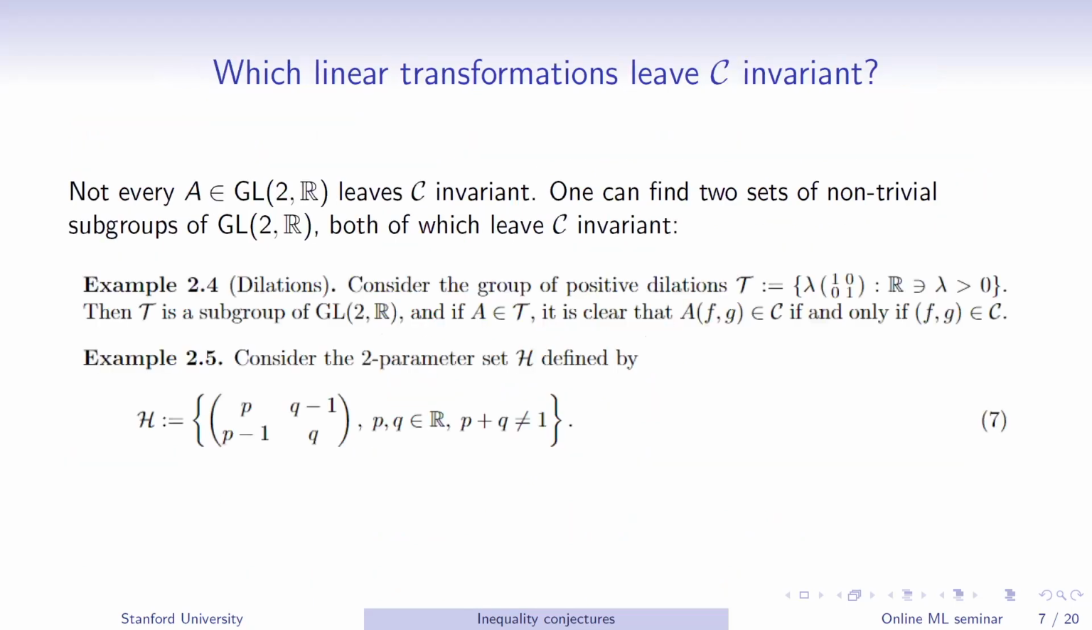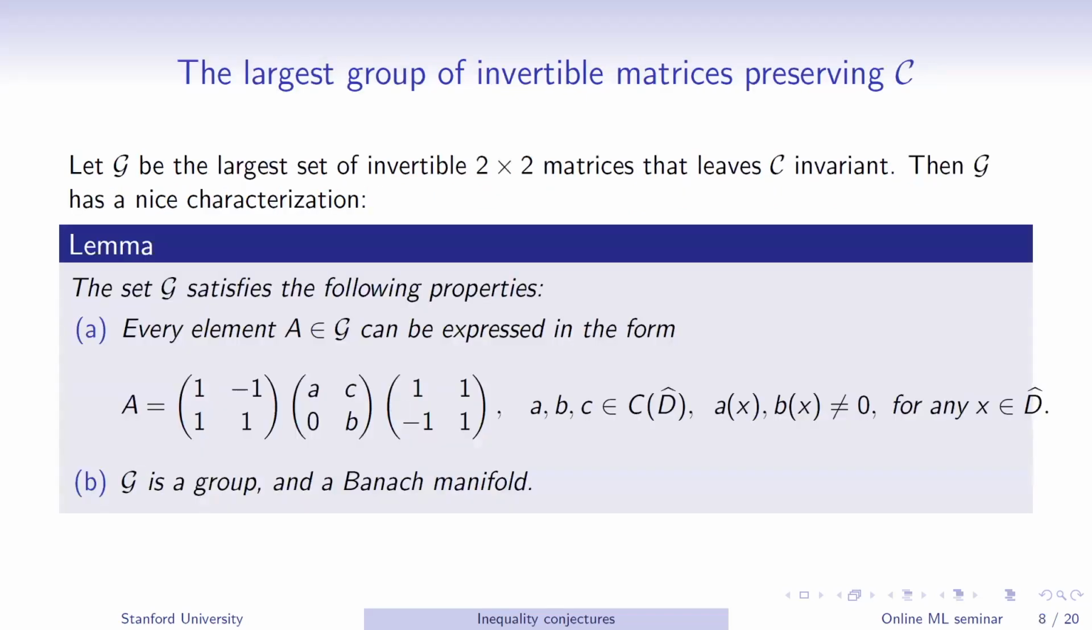So then the question is, which linear transforms leave C invariant? I have written down two particular linear transforms which are pretty obvious. The first one is dilation, so multiplication by positive scalars, for example. It is obvious that this is going to leave your space of conjectures invariant. But there are some other interesting ones as well. Here is a particular one. If you look at it, you will be able to convince yourself. There is a proof in the archive paper that this also leaves your space of conjectures invariant.